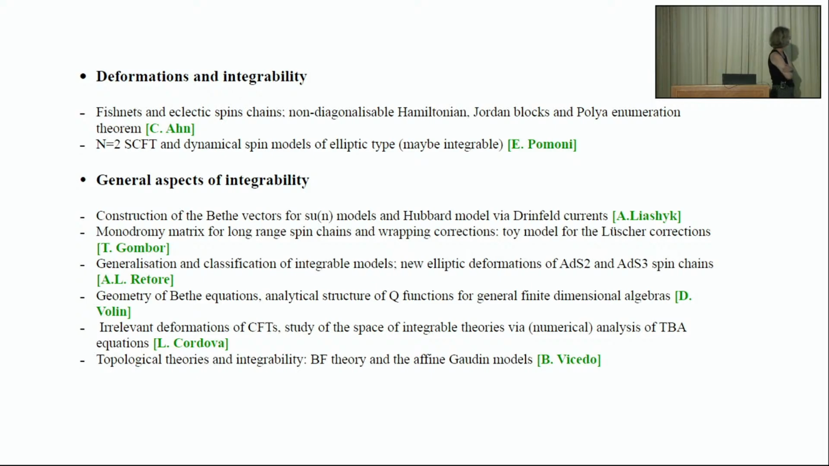We had a beautiful talk about classification of various integrable models with new results on elliptic deformations of AdS spin chains by Anna Rettore. The geometry of Bethe equations and analytical structure of Q-functions for any finite dimensional algebra in the talk of Dima. Then we had the talk about irrelevant deformation of CFTs, TTbar, and a study of a space of integrable theories, starting from the analysis of TBA equations by Lucia. And this morning we had the talk about the construction of integrable models via topological theory, with the example of background field theory and affine Gaudin models.